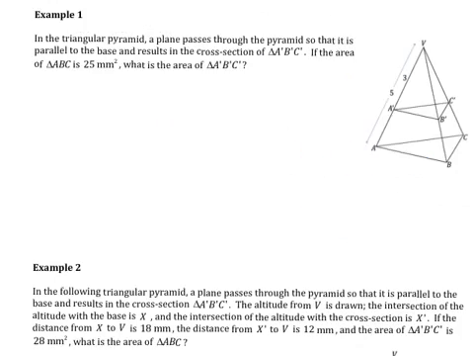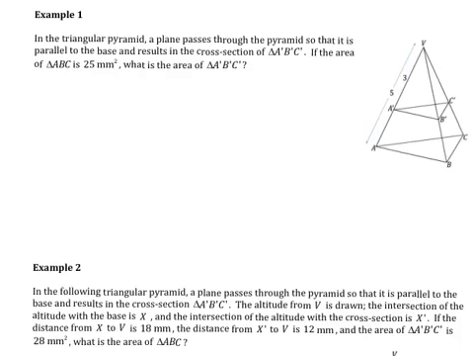So here's what we can do. We have a triangular pyramid, and a plane is cutting through the pyramid, parallel to the base, and it results in the cross section A prime, B prime, C prime. The area of ABC is 25 square millimeters, and I want the area of the smaller cross section. Well, we're going to find the scale factor first, and we're going to look at the sides. Again, the vertex acts as the center of dilation, so the distance to A from the vertex and the distance to A prime is going to set up our scale factor.